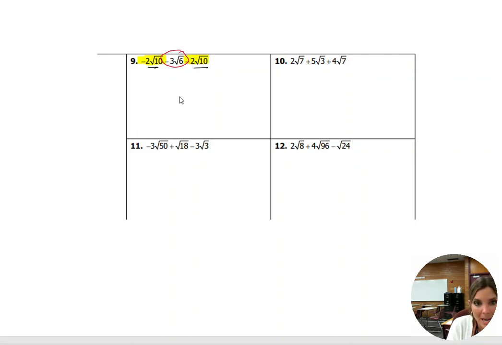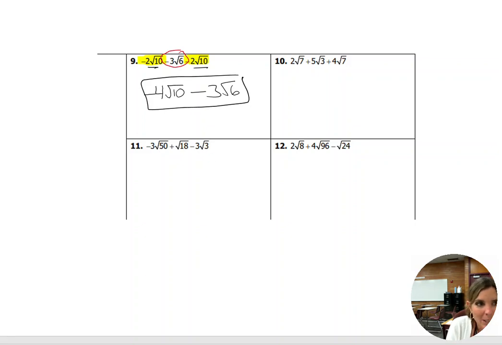So we can't combine that with the ones that have the root 10. The way that this works is we take the negative 2 root 10 and we combine it with the other negative 2 root 10, both of which are already simplified. They're both already simplified radicals. So that would be negative 4 root 10, and then we still have our negative 3 root 6.